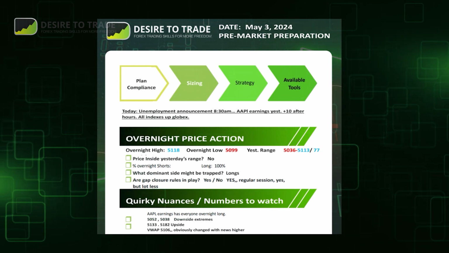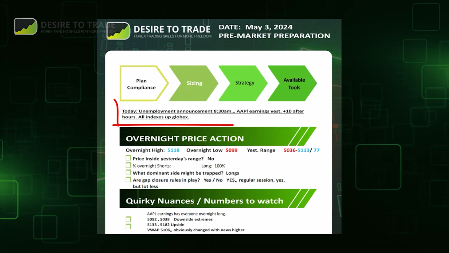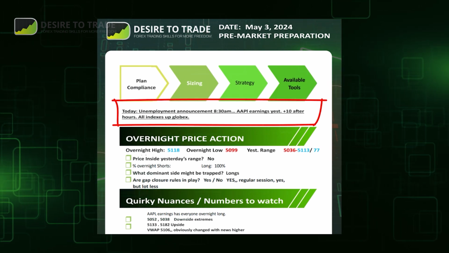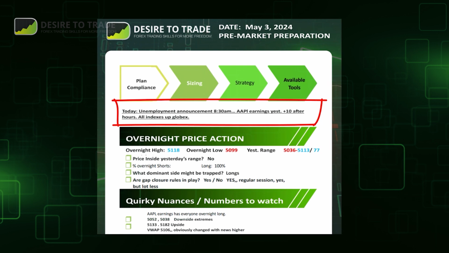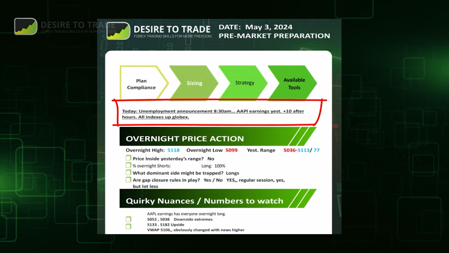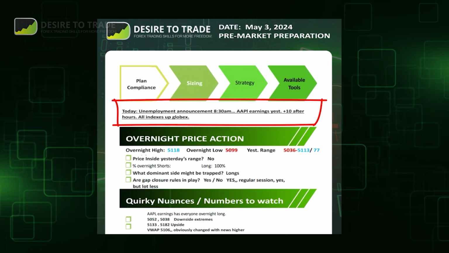So Apple, and again, I'm not being very fancy here, I'm just getting it down. Apple earnings yesterday. All indexes up in Globex. Globex is just the overnight session. So we have that, and we'll get back to that too.